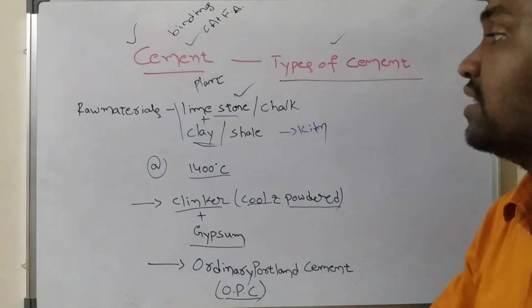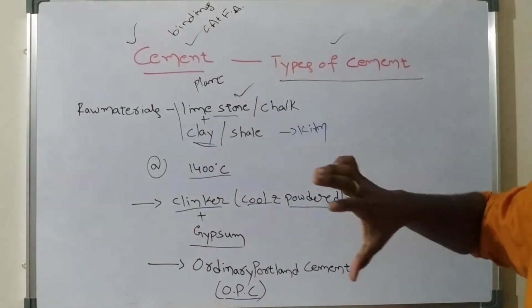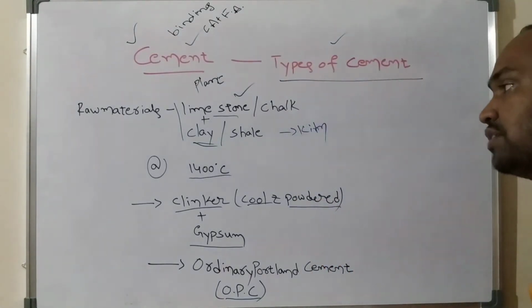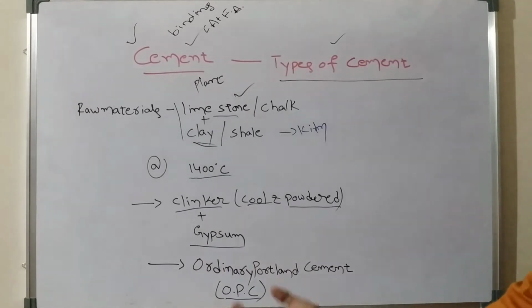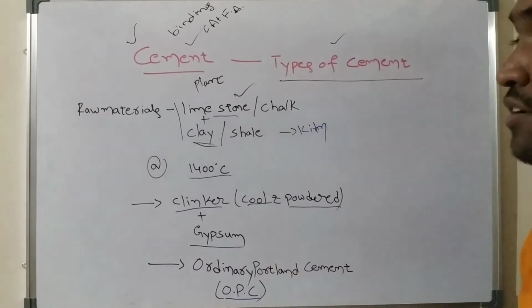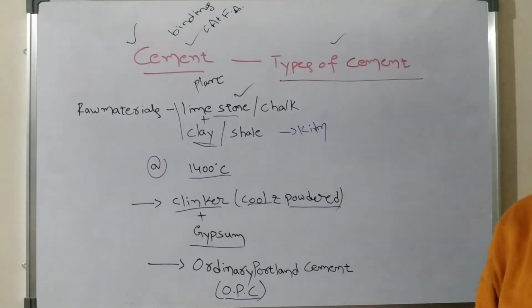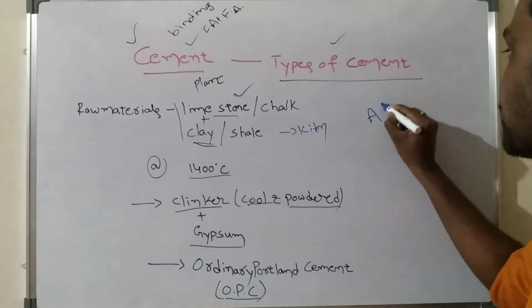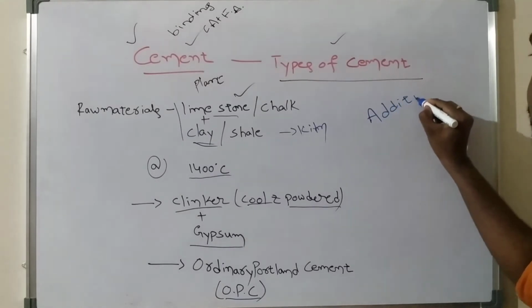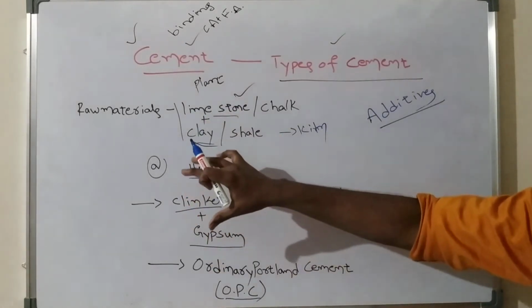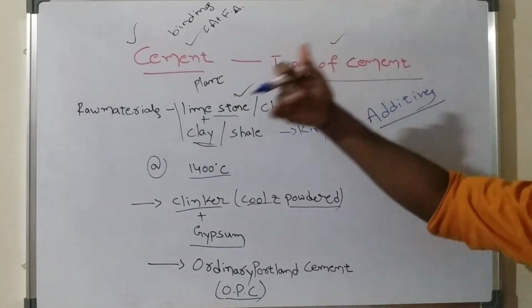Whatever changes we make to the raw materials, or whatever additional materials we add to this process while manufacturing cement, those additionally added compounds or materials are called additives. Based upon the additives used in this process, the types of cement are determined.